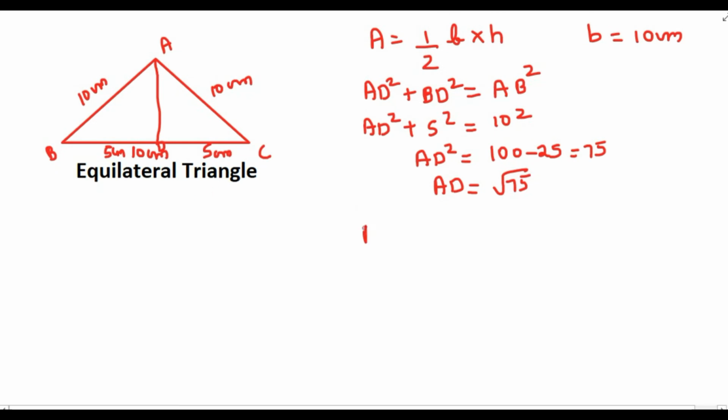So area of this triangle will be equal to half into 10, base is 10, height is root 75, or you can write it as 5 root 75 centimeter square.